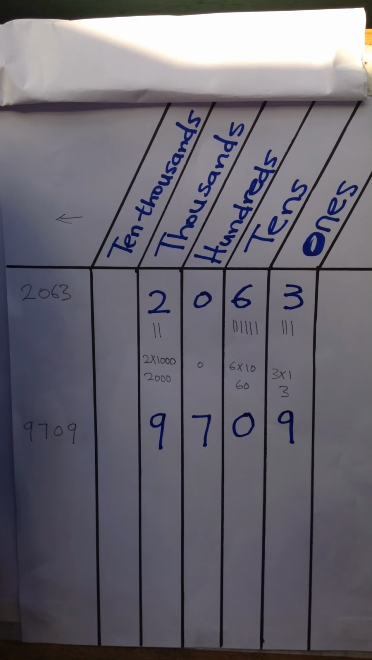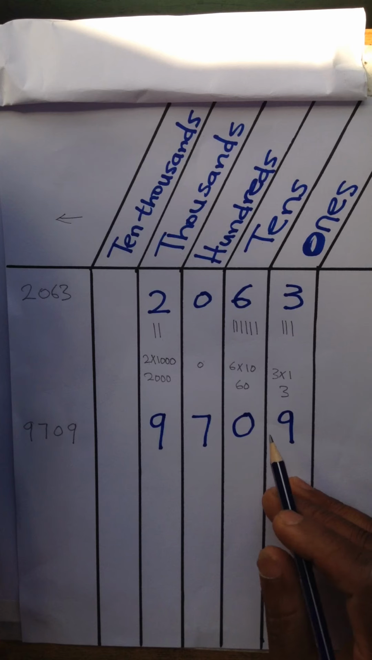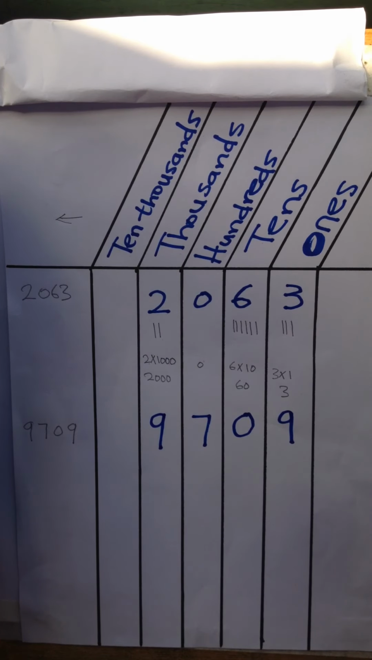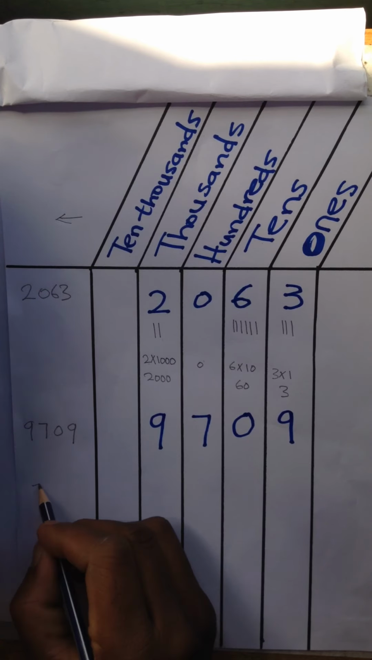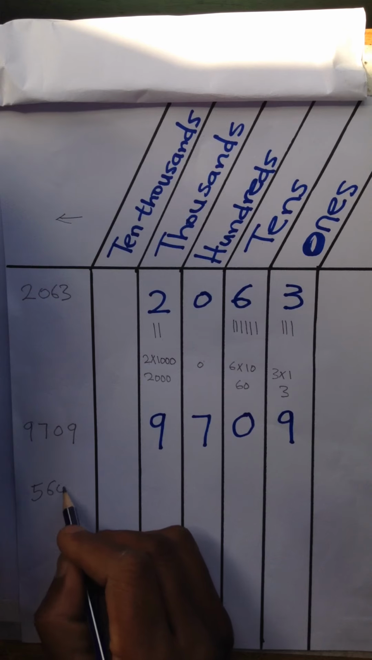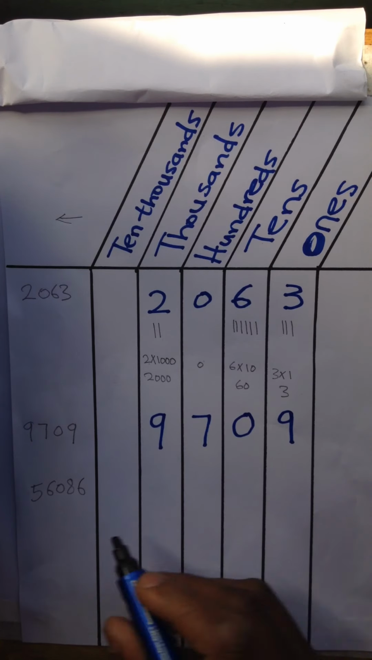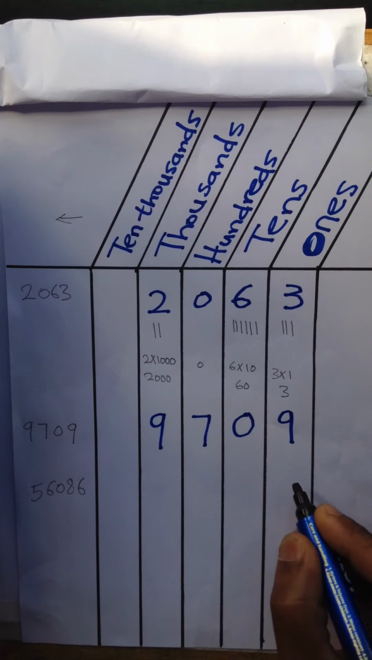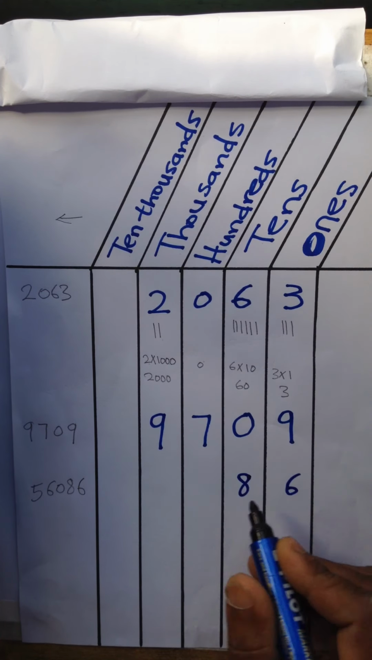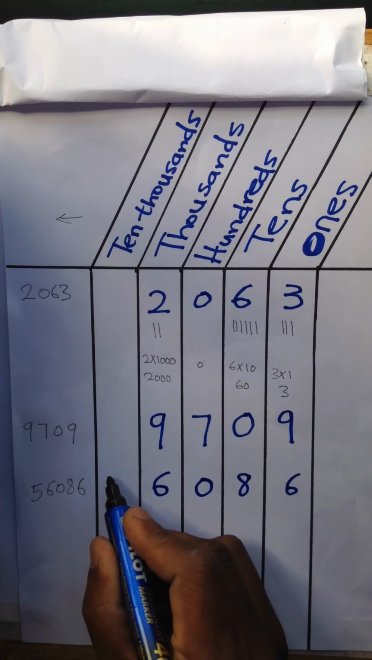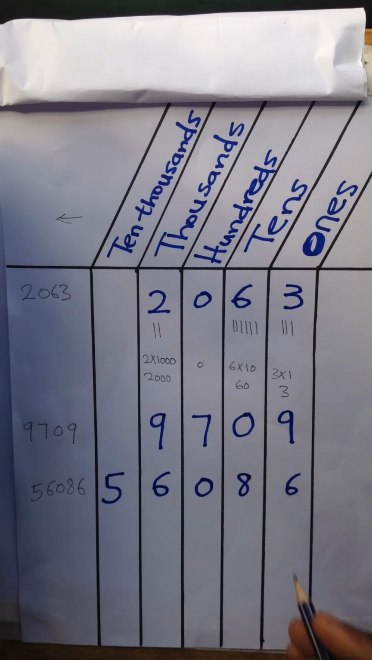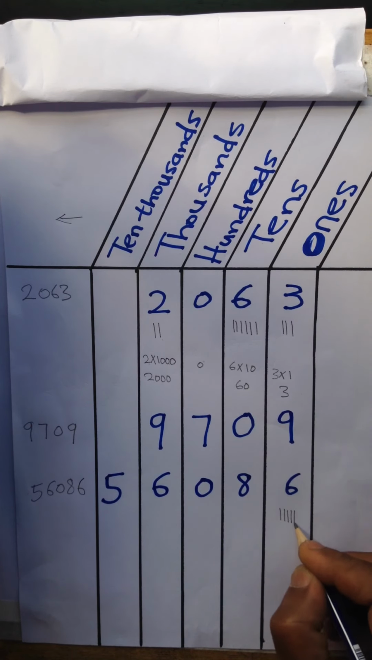Now, you could have a bigger number. The two numbers that I've already shown are only up to thousands, but we might have another number that goes all the way to 10,000s. So let's look at an example of such a number. We can have a number like 56,086. To represent this on the place value chart, we put 6, 8, 0, 6, 5. So this means we have 6 ones: 1, 2, 3, 4, 5, 6.